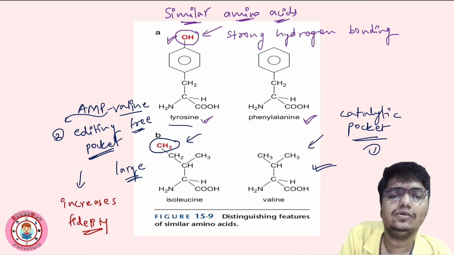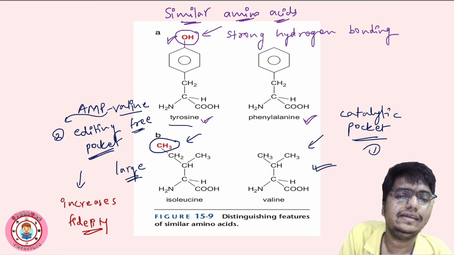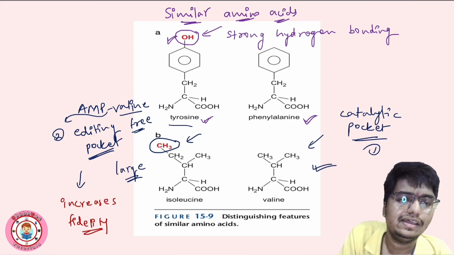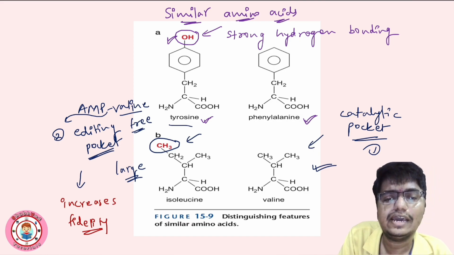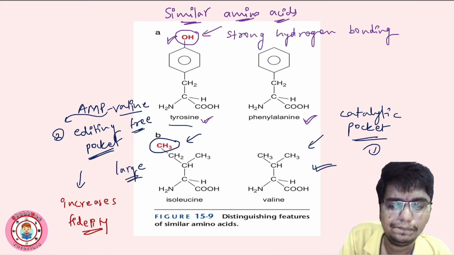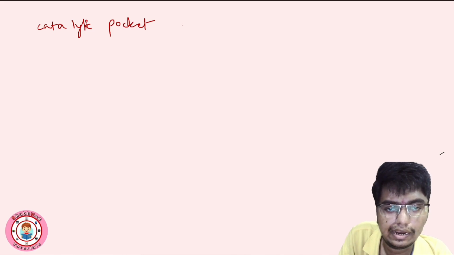Okay, to recognize tyrosine, tyrosine tRNA binds strongly with the OH, right? The OH gives strong hydrogen bonding, and thus tyrosine is recognized properly, right? One more thing we will see here, that is the difference between catalytic pocket and editing pocket.